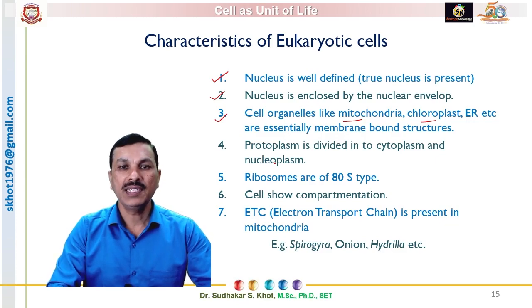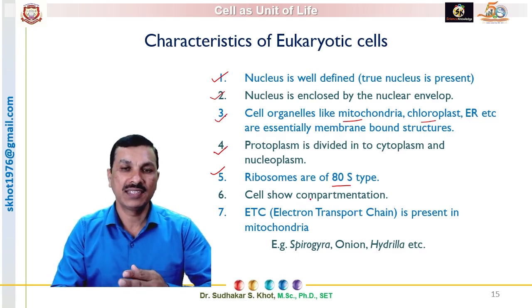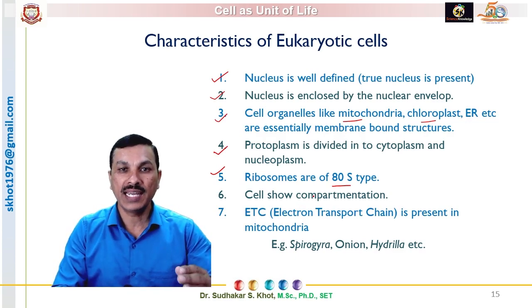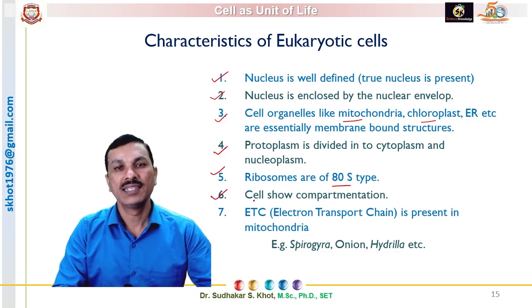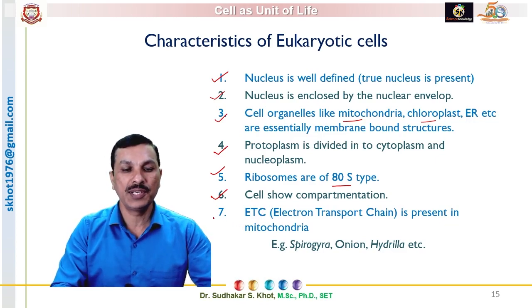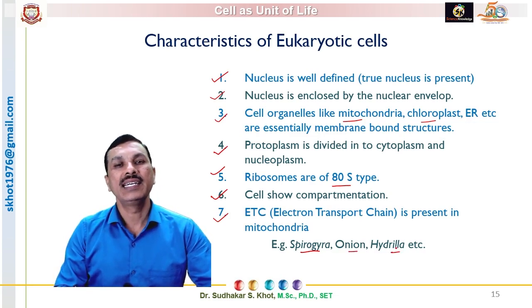The protoplasm is divided into two broad compartments, cytoplasm and nucleoplasm. The ribosomes are eukaryotic ribosomes and they are 80S type of ribosomes. And the cell shows compartmentation. This is one of the characteristics of the eukaryotic cell. The electron transport chain enzymes are present in a specialized cell organelle called mitochondria. The best examples are Spirogyra, the algae, a chlorophyta member, onion, hydrilla, etc.